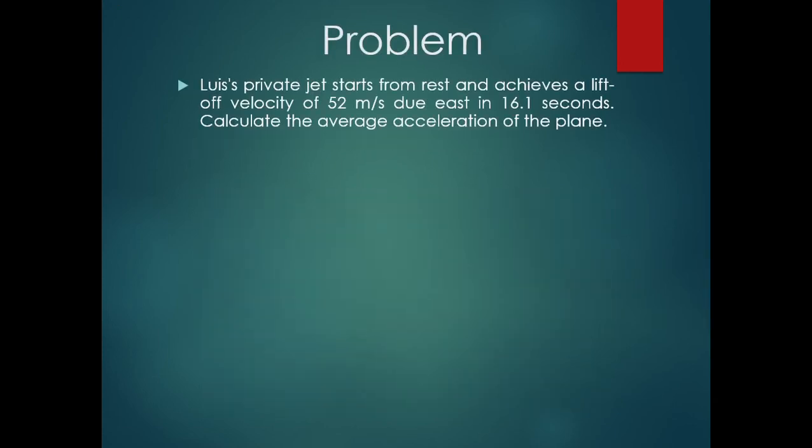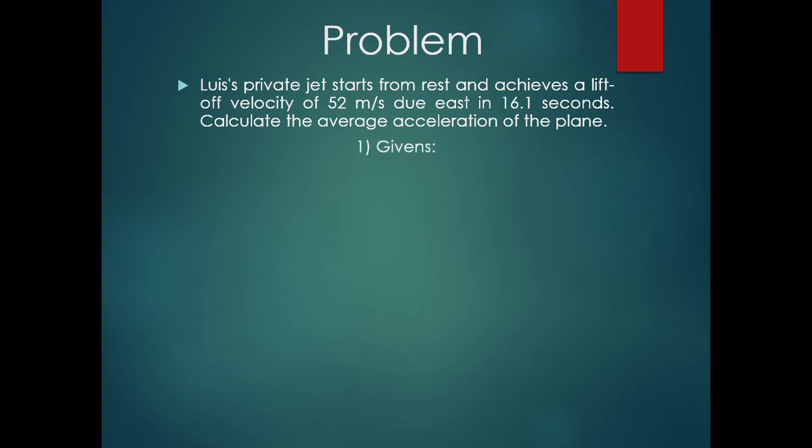Let's start with a very simple problem. Luis's private jet starts from rest and achieves a lift-off velocity of 52 meters per second due east in 16.1 seconds. Calculate the average acceleration of the plane.